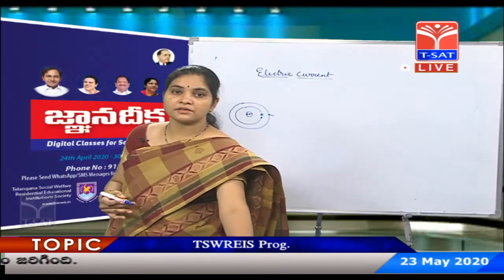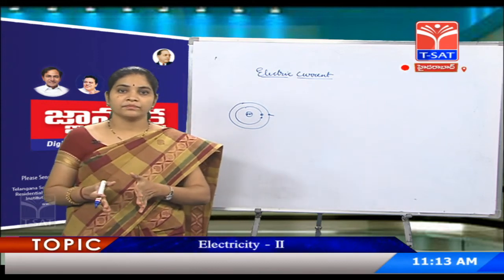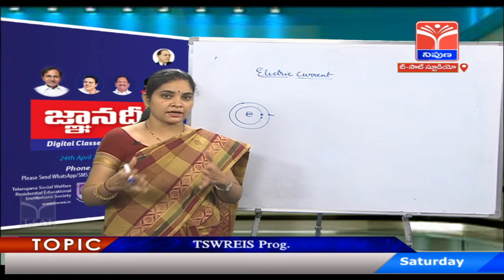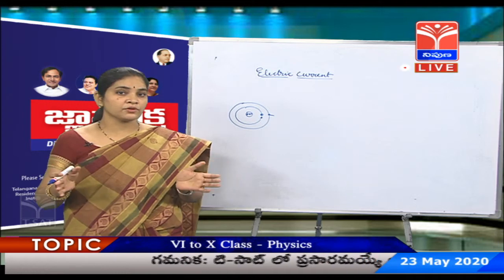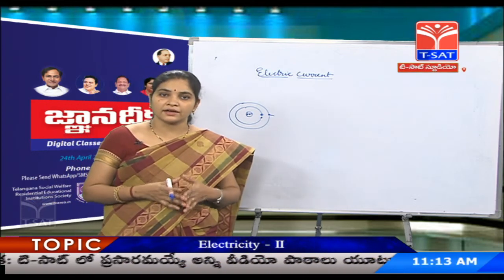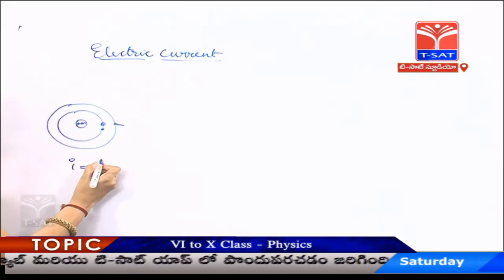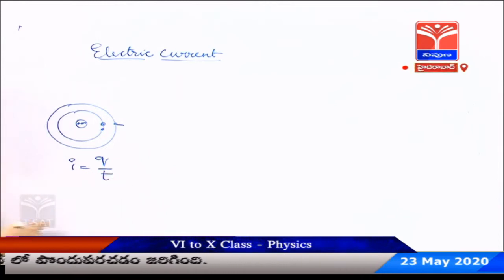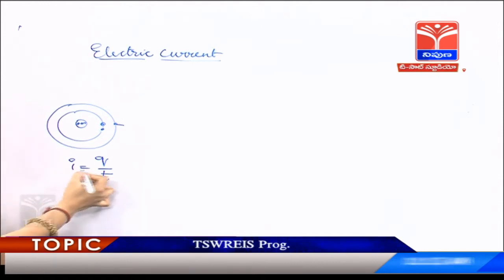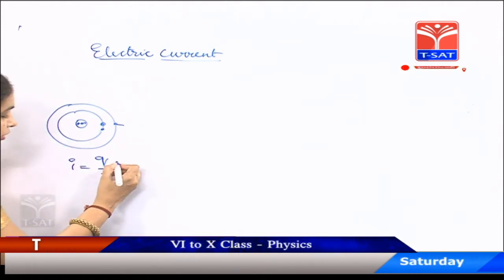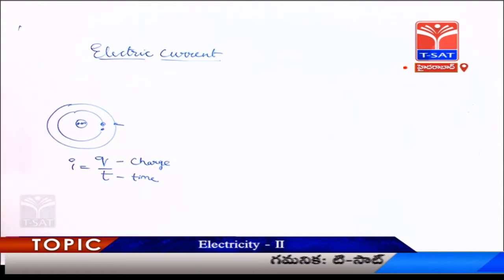Now, these electrons, when they flow in one direction in unit time, it is known as electric current. We can define the electric current in another way as the orderly motion of electrons is also called electric current. Let us see the formula. The rate of flow of charge is known as electric current. Here Q is charge and T is time.